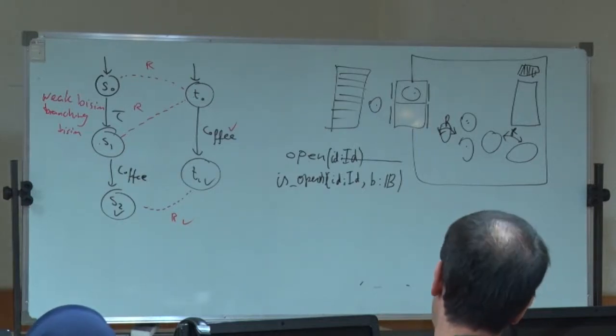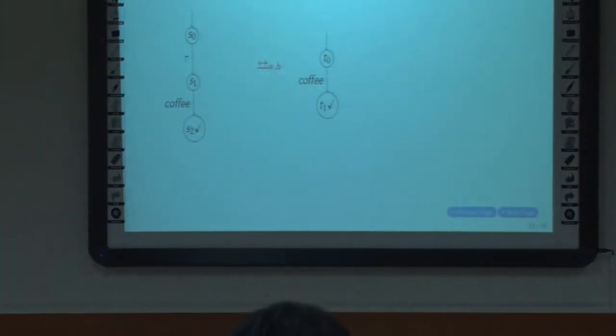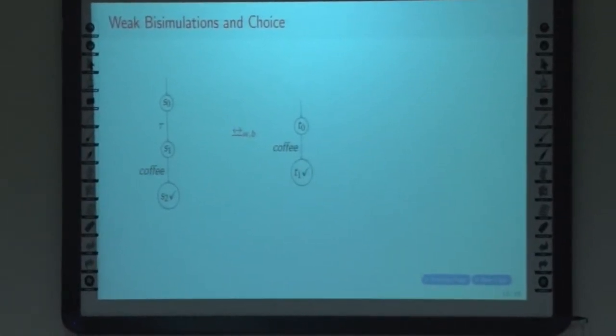Now, these two are weak and branching bisimilar. Remember, we required our notion of behavioral equivalence to be a congruence. What would congruence mean?